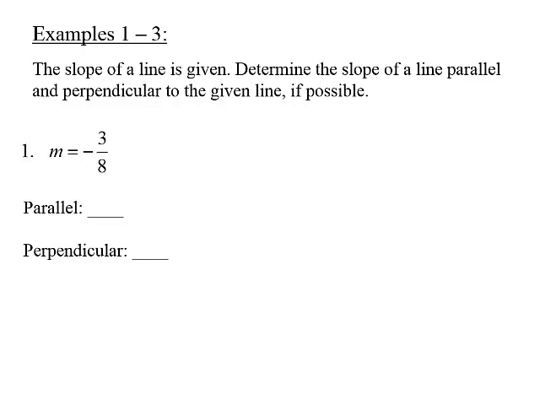In these examples, the slope of a line is given, and we want to determine the slope of a line parallel and perpendicular to the given line, if possible. If the given line has a slope of -3/8, the one parallel to it has the same slope, which is also -3/8. The slope of a line perpendicular to it has to be the negative reciprocal. We change the sign to positive and take the reciprocal of the fraction to be 8/3.